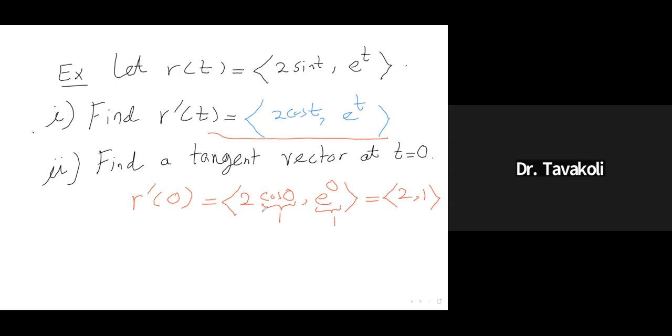So this tells me that the vector (2, 1) shows me the direction of the tangent vector at the point corresponding to the vector r(0). r(0) is the vector that connects the origin to the point 2 times sine of 0, which is 0, and e to the 0, which is 1. So at the point (0, 1), the tangent vector is going to be the vector (2, 1).